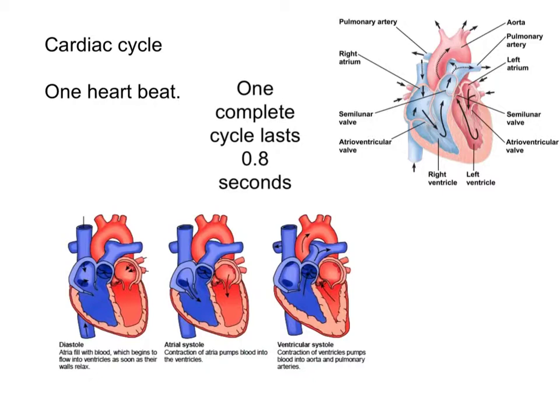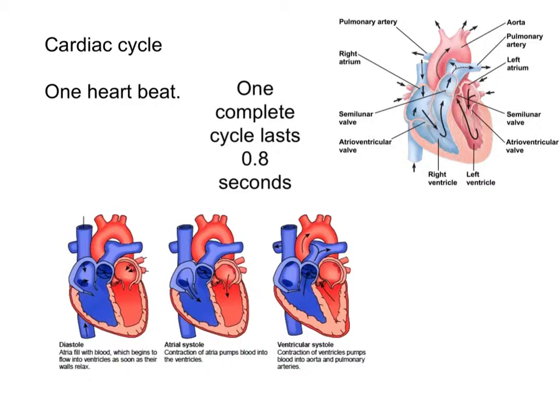These two phases are called diastole and systole, and sometimes in human biology it's called diastole and systole. The diastole phase, lasting 0.5 seconds, represents the relaxation phase, and systole, lasting 0.3 seconds, represents the contraction phase.